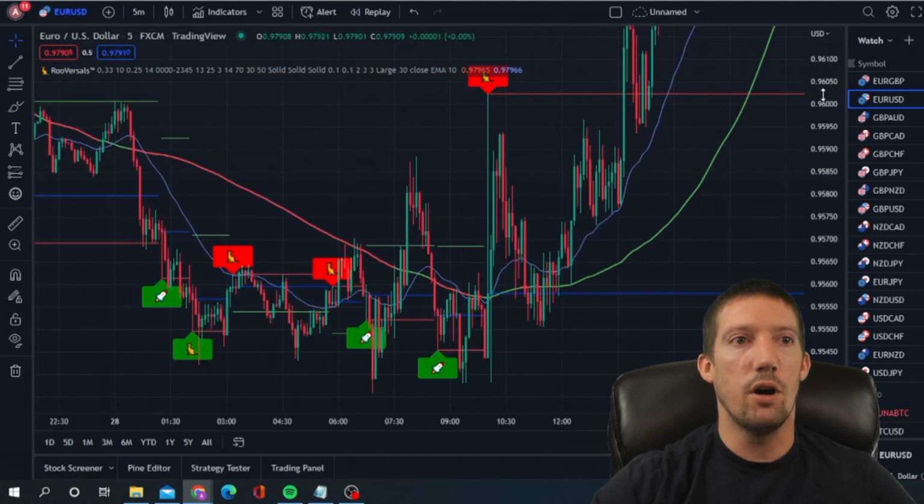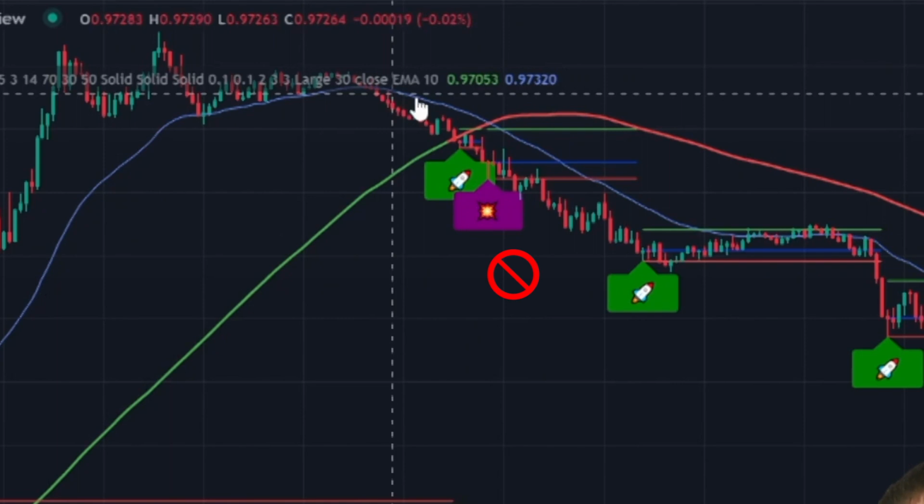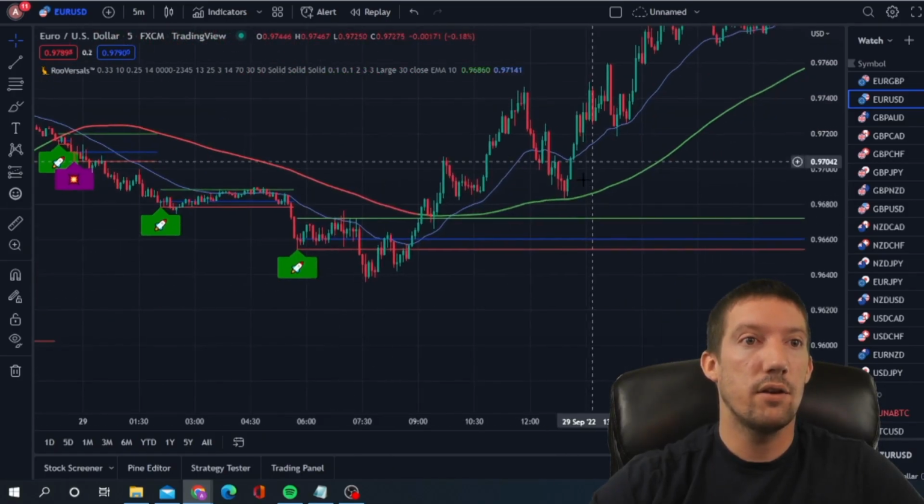So now it's starting to go up. Okay, now it's changing here. Wouldn't have taken that, because as you can see, it's coming down here. Wouldn't have taken that. Okay, now it's going up.